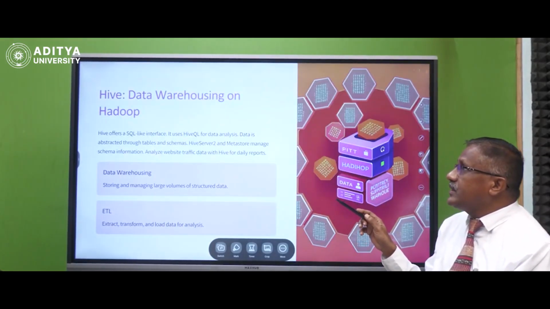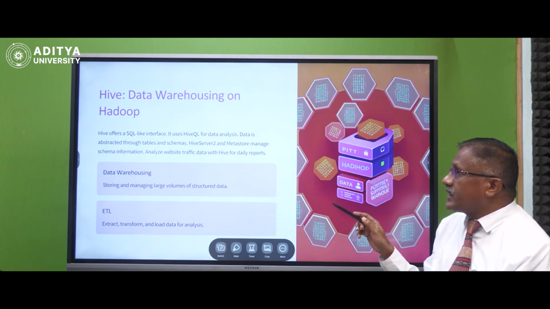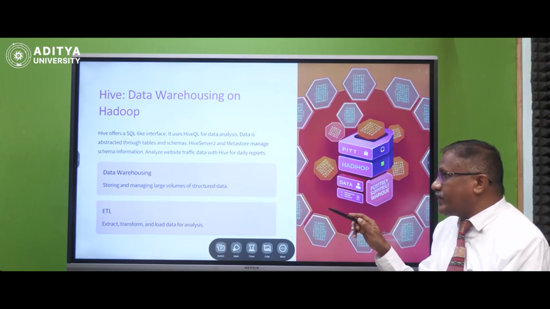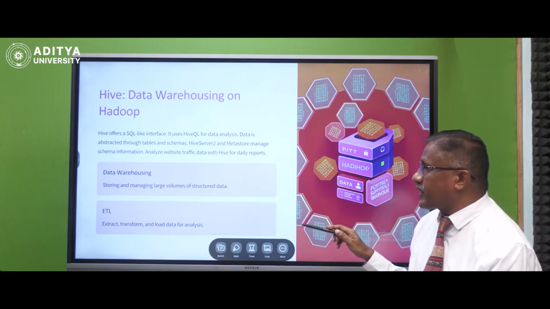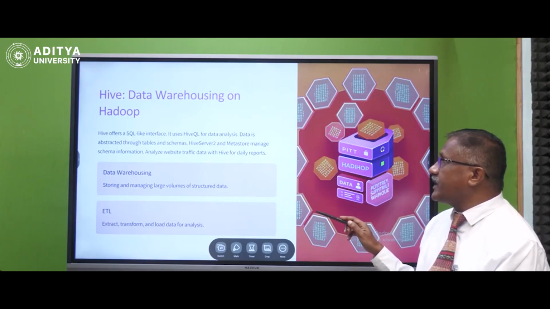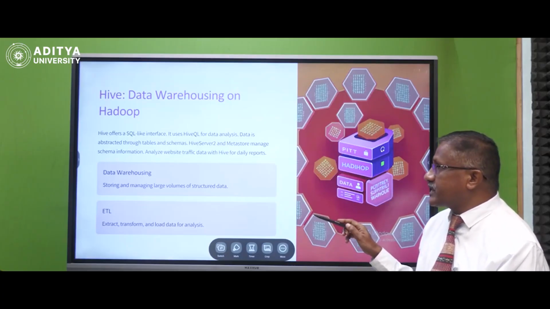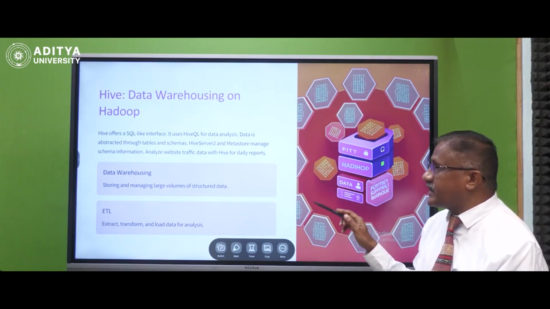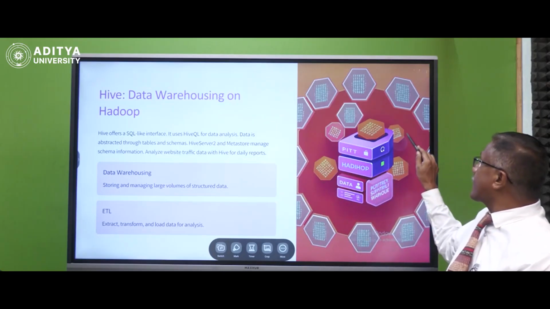And the third one is Hive. It is data warehousing on Hadoop. It also consists of ETL. ETL, we already know, is extraction, transformation and loading of data for the analysis part. Hive offers a SQL-like interface used for data analysis. Data is organized through tables and schemas. A table is nothing but data in the form of rows and columns. A schema is nothing but the architecture. So HiveServer2 and the Metastore manage the schema information.